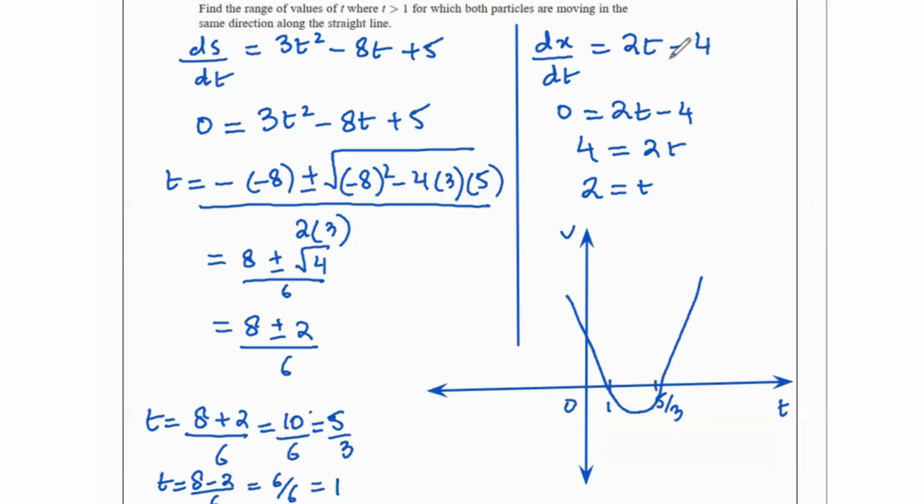Then we have a linear equation which is crossing the x-axis at 2 and the y-axis at minus 4. This is crossing at minus 4. This over here is 2. So to determine during which time interval both the particles are moving in the same direction along the straight line, if we look at the behavior between t equals 1 and t equals 5 over 3, we can see that both of them are increasing.